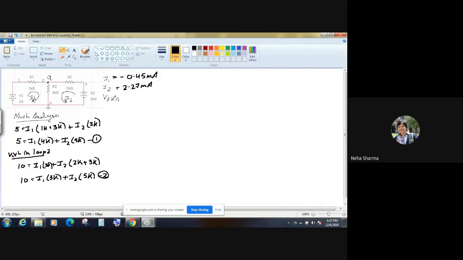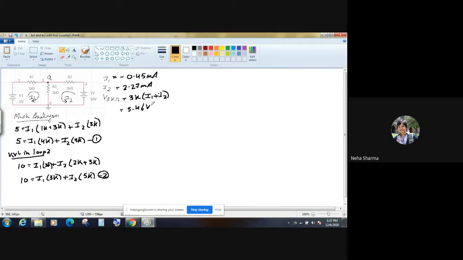The voltage drop across the 3 kilo ohm resistance will this time be given by 3 kilo ohms times I1 plus I2. If I put in these values, the value is coming up as 5.46 volts. Now let's see, are we getting the same values using node analysis?